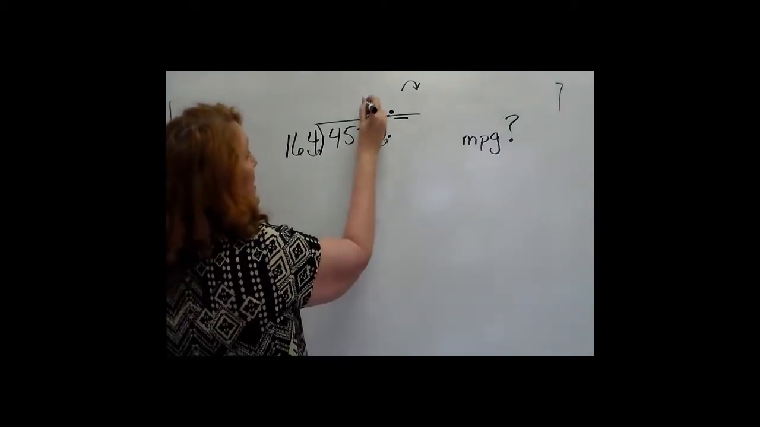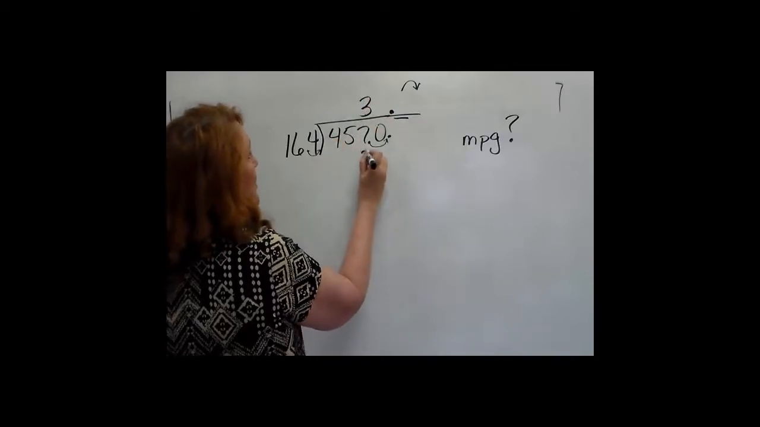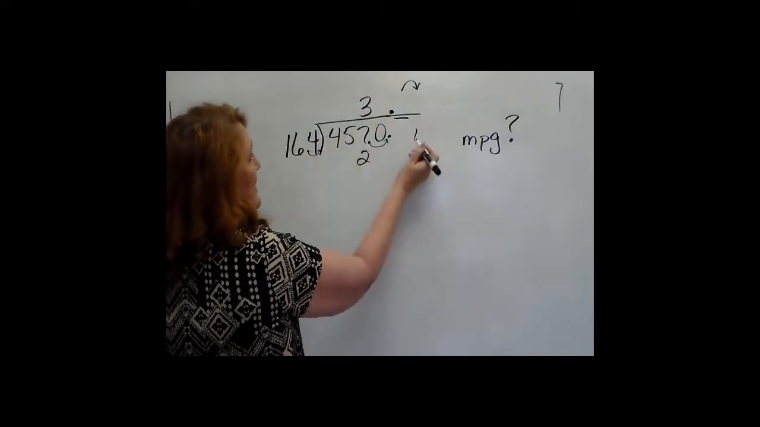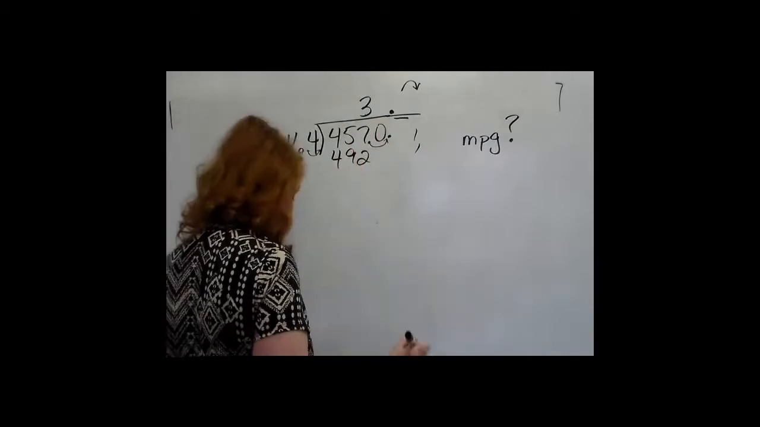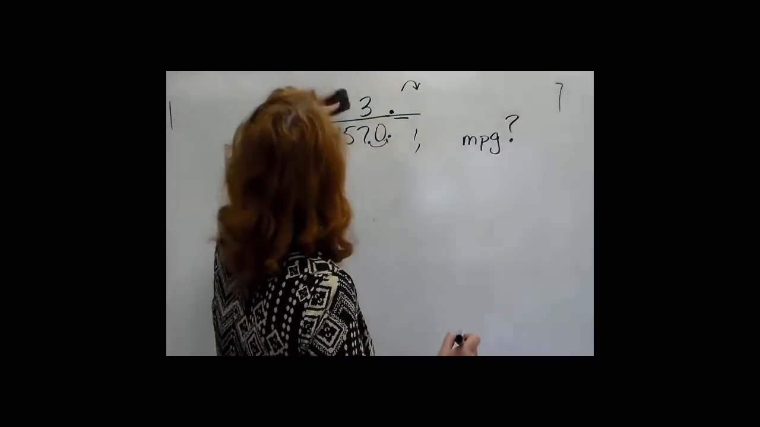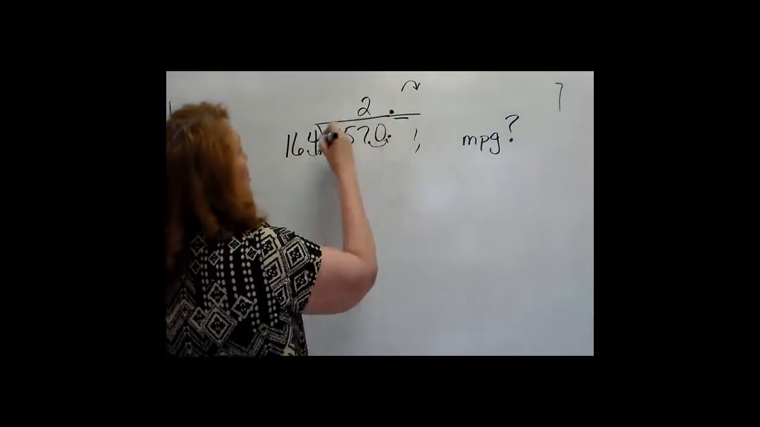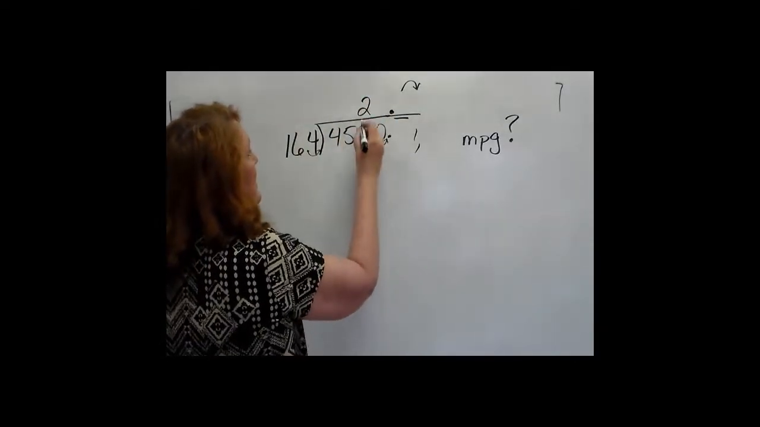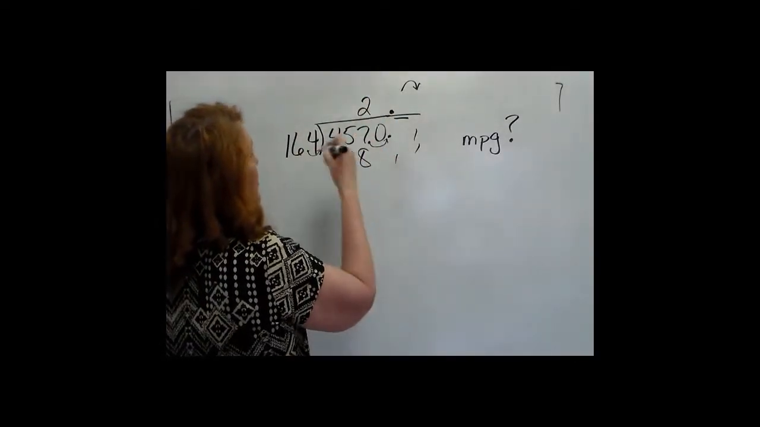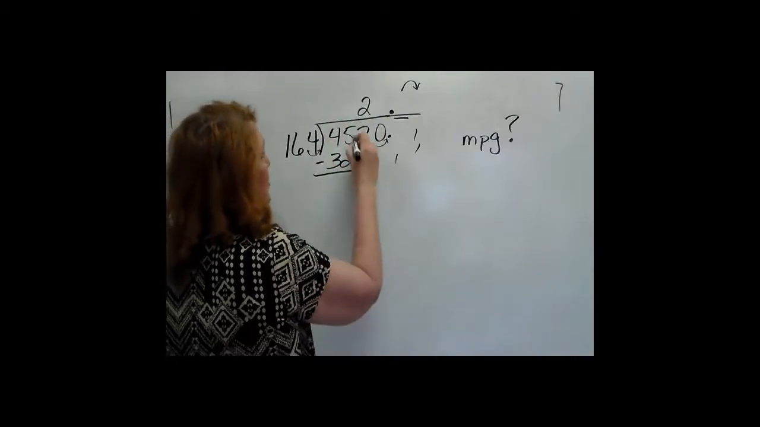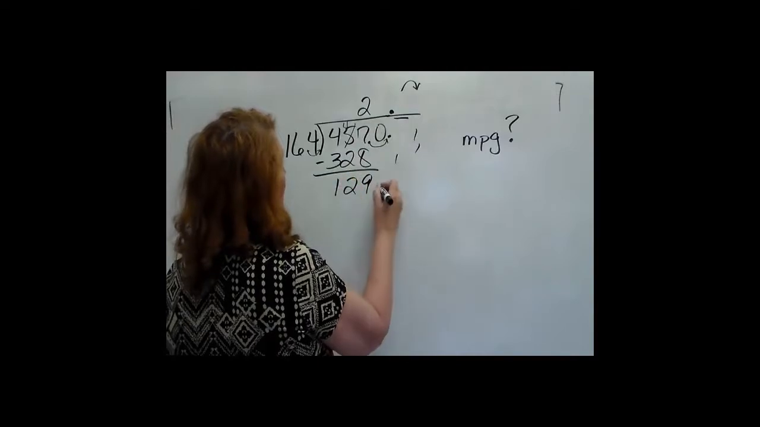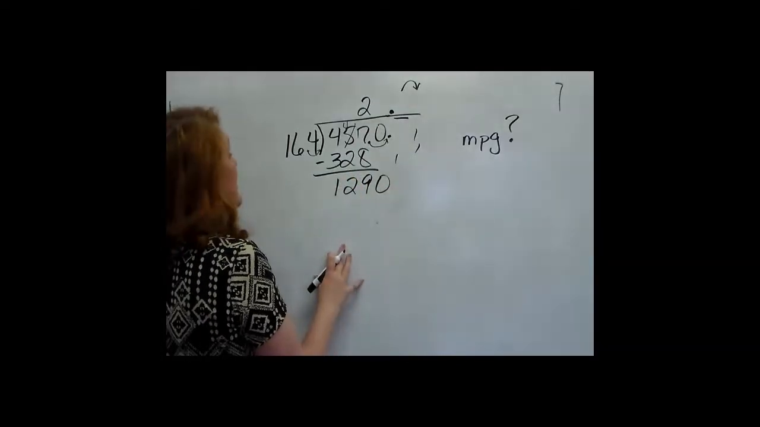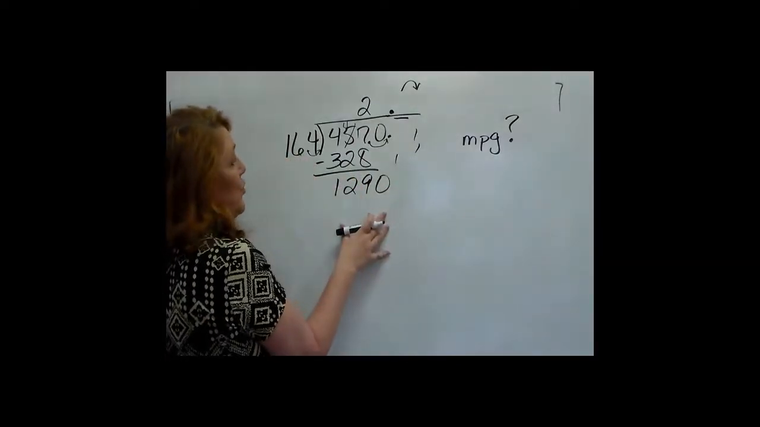I'm going to say 3 times as a guess. 3 times 4 is 12. 3 times 6 is 18, plus 1 is 19. 3 and 1 is 4, and that's too many. So we're going to go down to 2. 2 times 4 is 8. 2 times 6 is 12. 2 and 1 is 3, and I'm going to subtract, and I'm going to bring back down that 0. 164 goes into 1290.